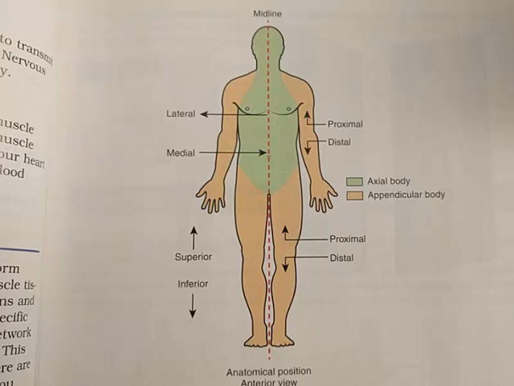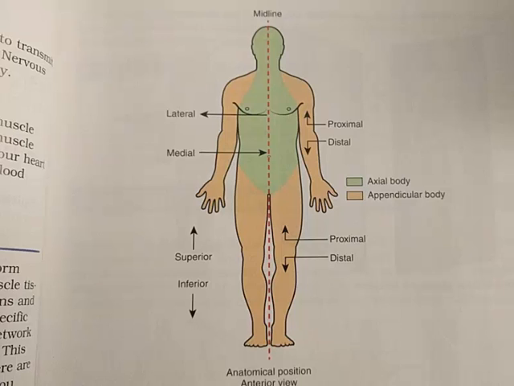References to the human body are always made as if the patient is standing in the anatomical position. This applies regardless of the actual position of the patient. In the anatomical position, the patient is standing upright with arms at the side, palms facing forward. The patient's legs are straight and the toes are pointing forward.